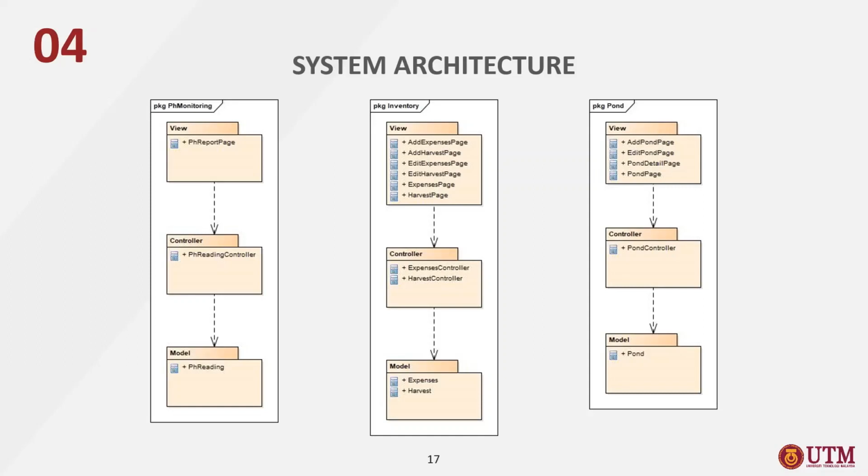Next, for the inventory, there are six view pages: add expenses, add harvest, edit expense, edit harvest, expenses, and harvest page. It will use two controllers, which are the expenses controller and harvest controller. There are two models, which are expenses and harvest. Next, for the prawn module, there are the add prawn page, edit prawn page, prawn detail page, and prawn page for the view. For the controller, there will be the prawn controller, and the model is prawn.